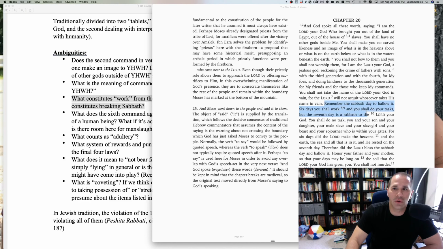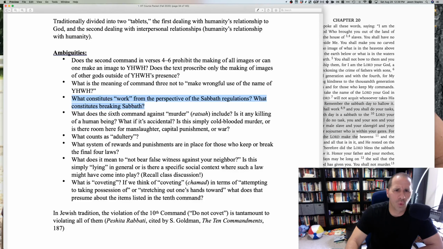Six days will you work, and then you will do your tasks, but the seventh day is a Sabbath to Adonai your God. You will do no task, you and your son and your daughter, your male slave, your slave girl, your beast, your sojourner who is within your gates. Okay, so that's work. What is work?